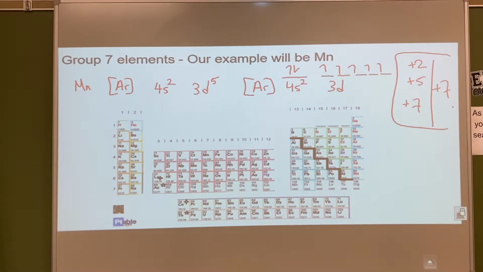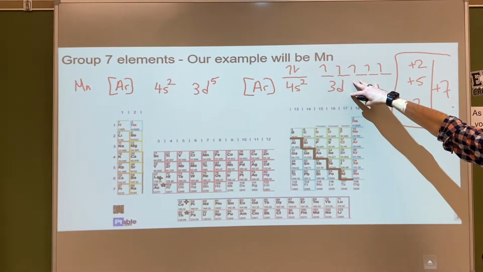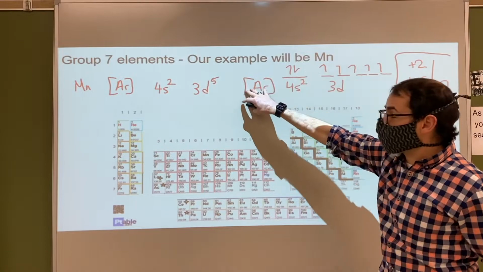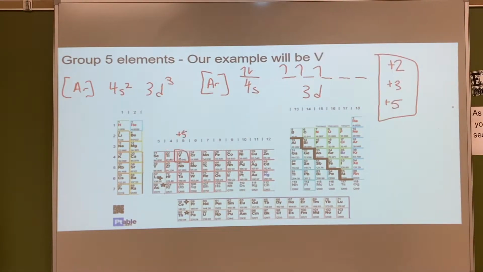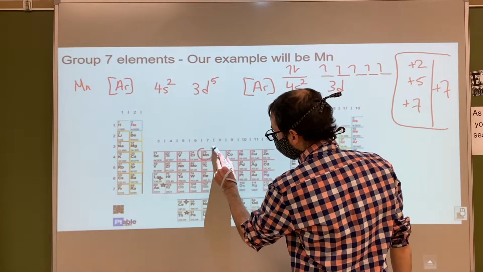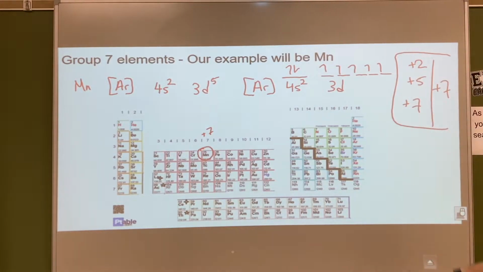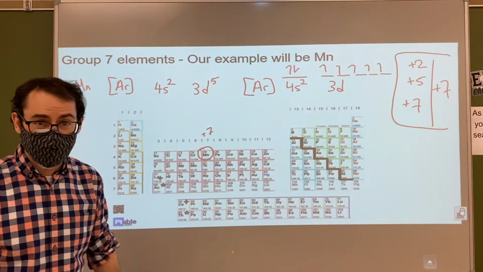What are the reasons? Well, loss of valence electrons, loss of d orbital. It's more stable. If you lose both of them, it's isoelectronic to argon. So all the same reasons that we have for this one still work with manganese over here, which is going to give us that +7. Now, this is +7. That's the highest we can go, right? So from this point on, things are going to start changing a little bit, all right? So we can't just say it's going to be isoelectronic. We can't just do all that.